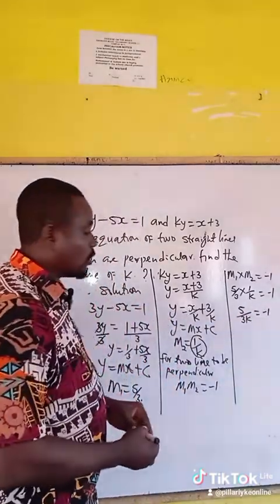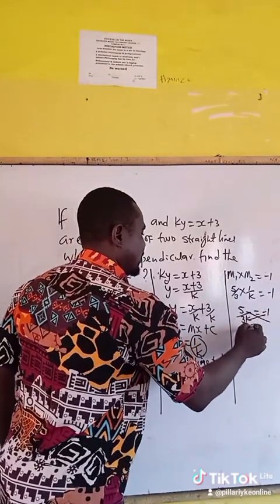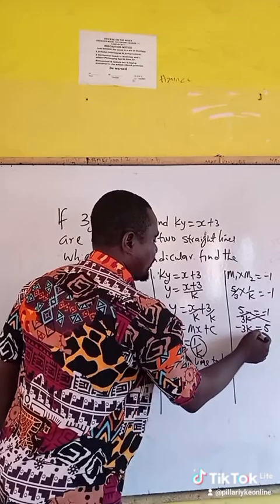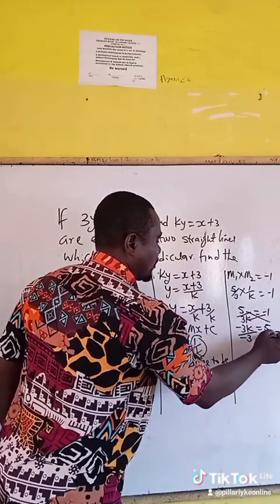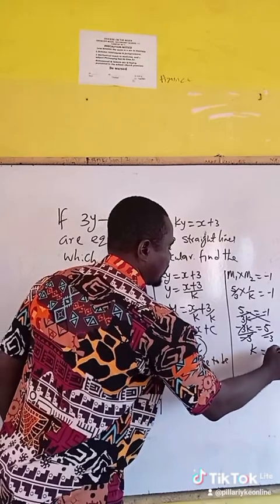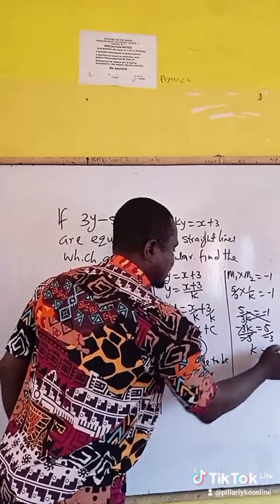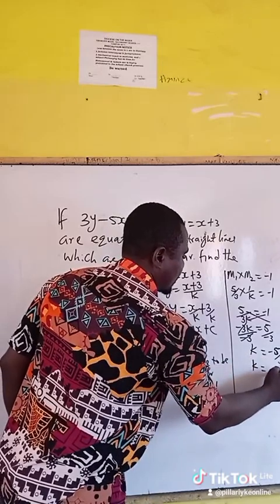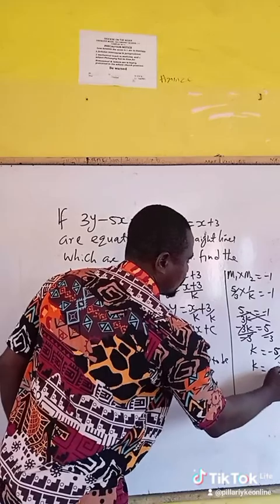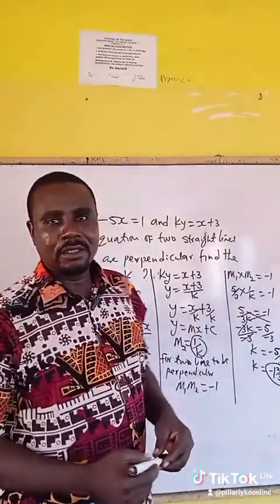We now cross multiply to make k the subject. So we have that 3k times -1 equals 5, that is, -3k equals 5. We divide both sides by the coefficient of k, which is -3. And when we divide, we get that our beautiful k is -5 over 3. That is, the answer is k equals -1 whole number 2 over 3. That is the answer, the actual value for k.